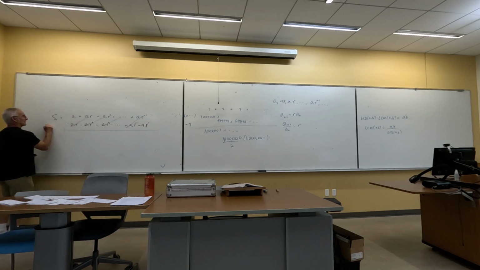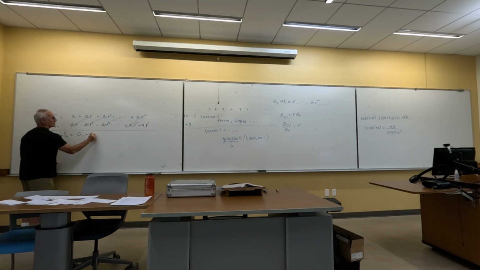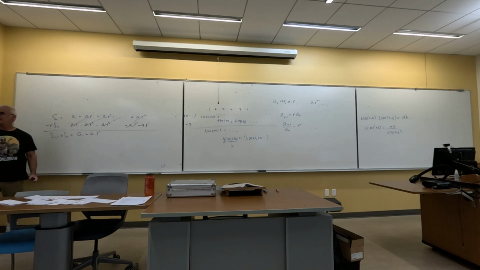Oh, by the way, this would be negative r times sn. So when I add them, on the left side I have this, on the right side I have this. We love this formula because what if n is really large? I'm off the hook for all the work in between.